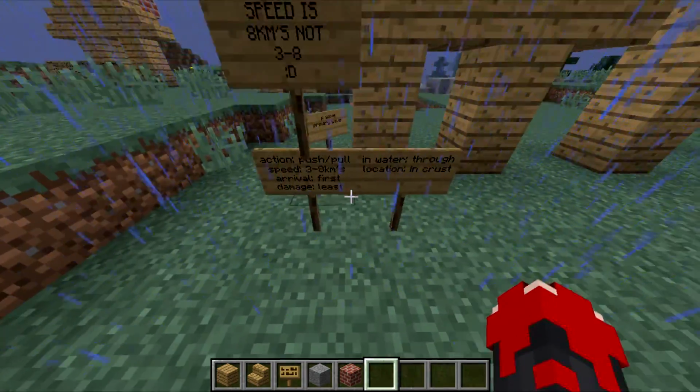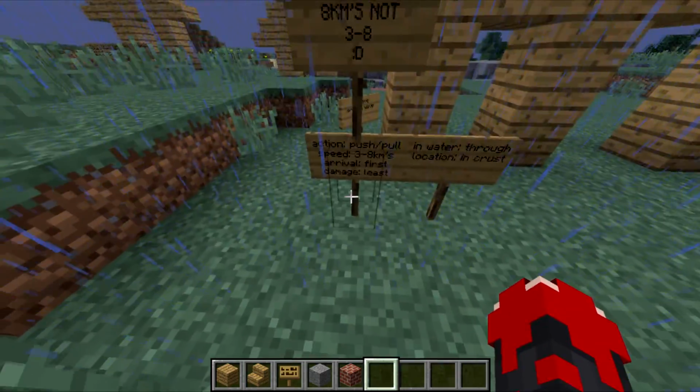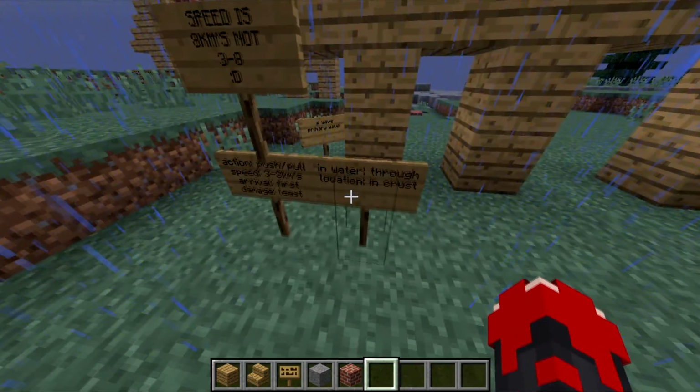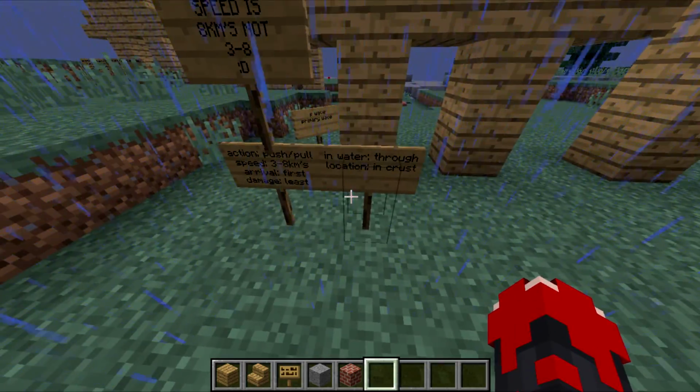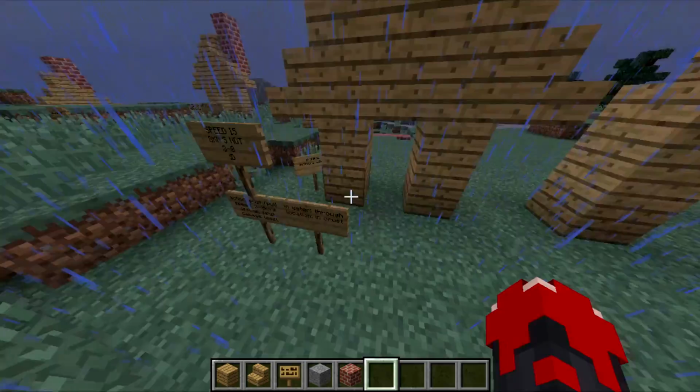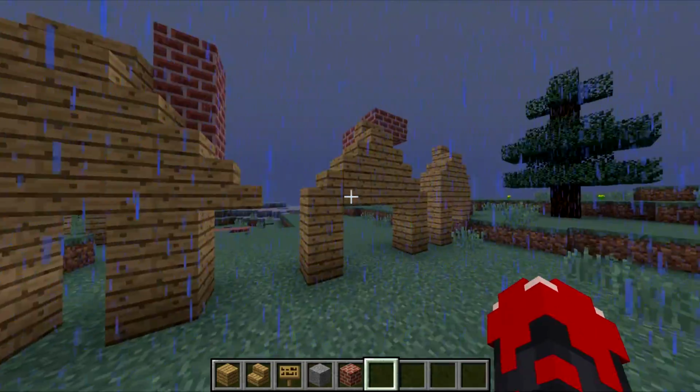Okay, the arrival is first. That's what primary stands for. The damage is the least. In water, the earthquake will pass through, and it is located in the crust. So this is the first wave, and it's not as bad as the second one.